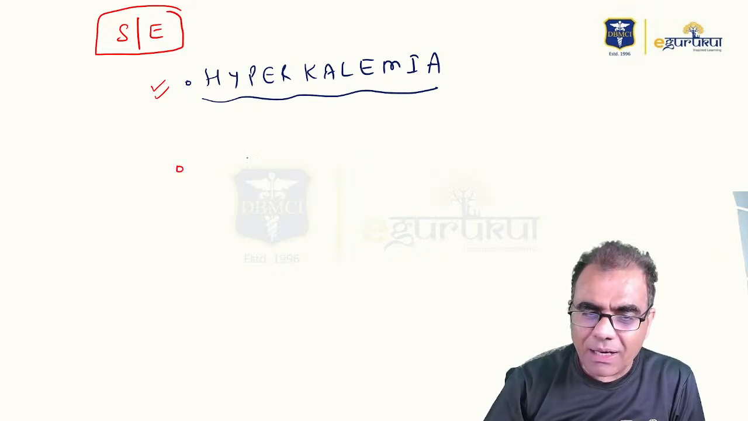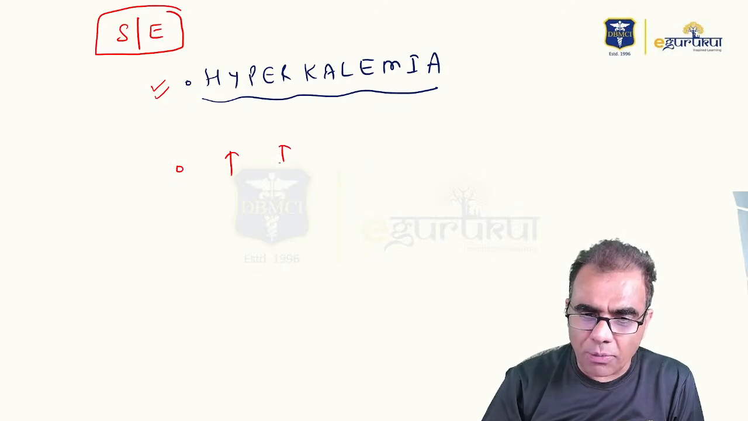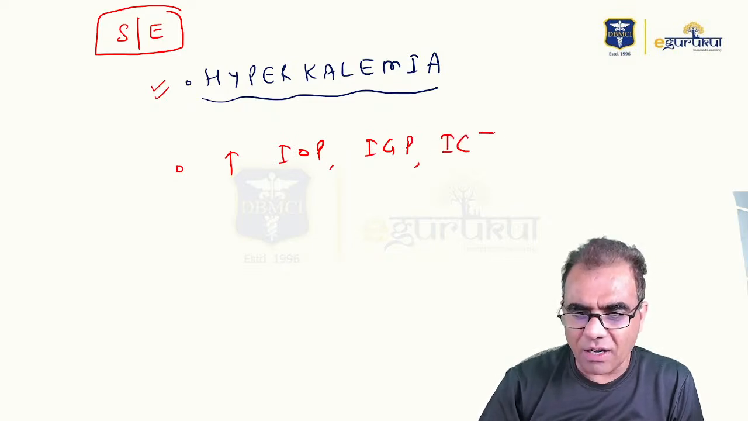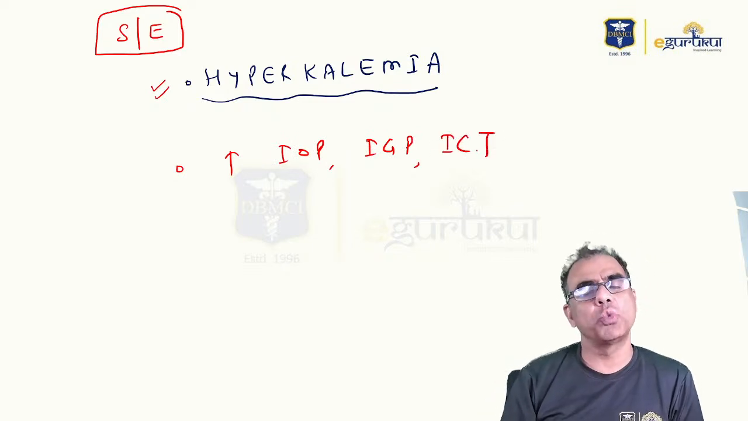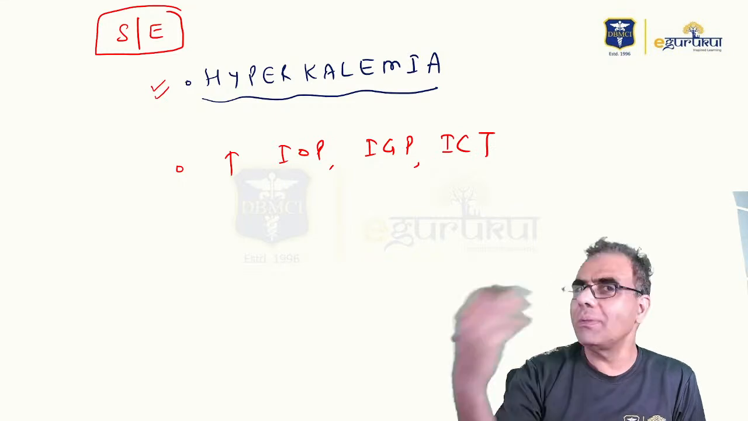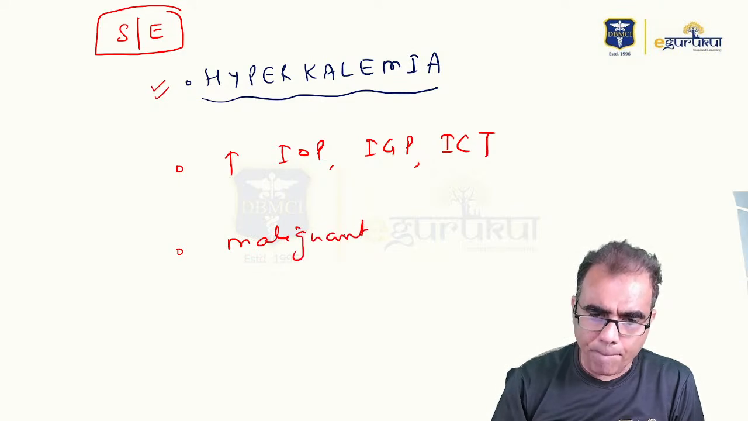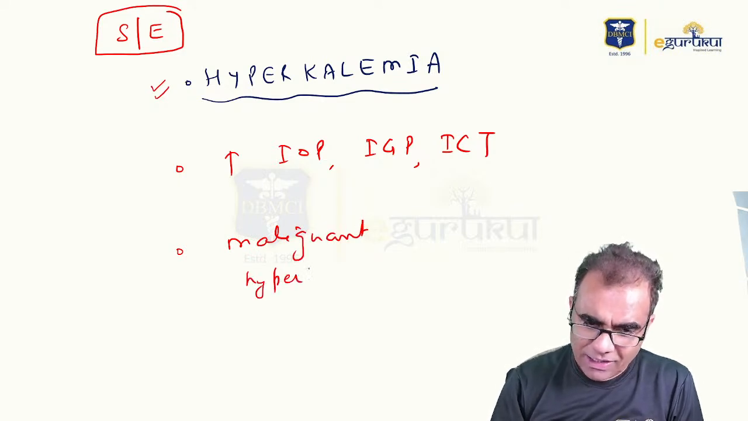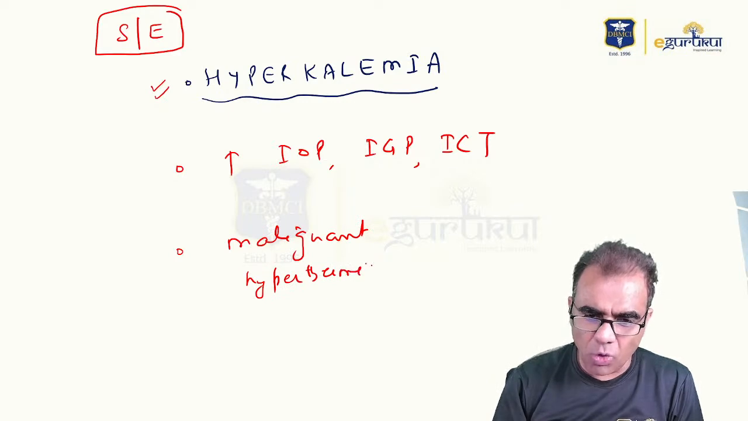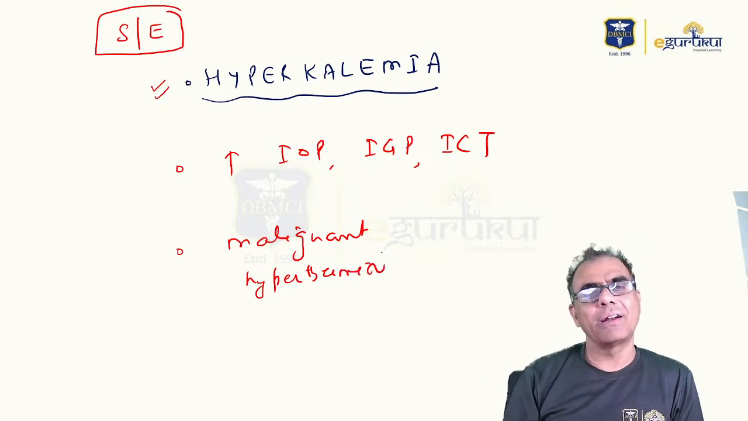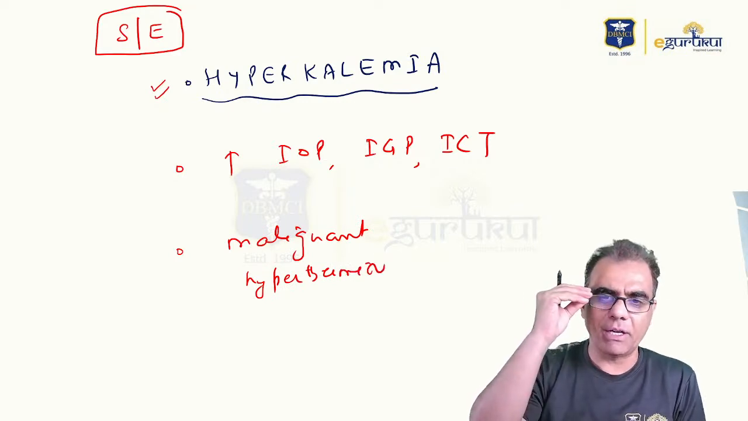Then, like ketamine, it can also increase all pressures: intraocular pressure, intragastric pressure, and intracranial pressure. And secondly, it is the most commonly implicated drug to trigger malignant hyperthermia, which we'll discuss later.